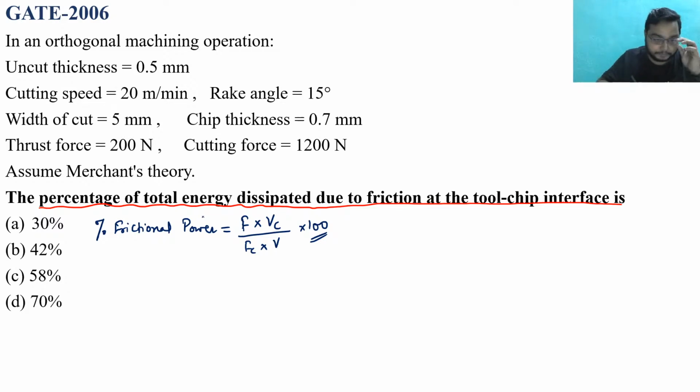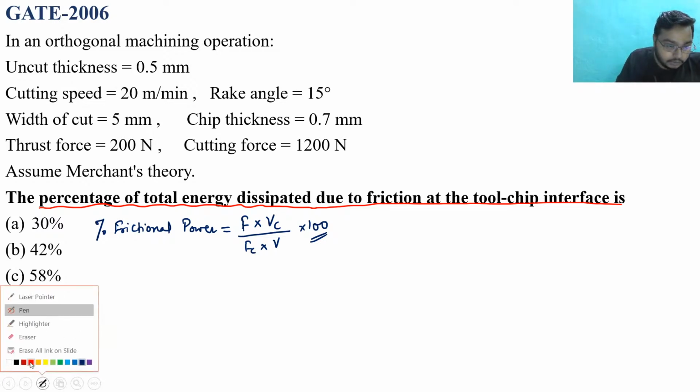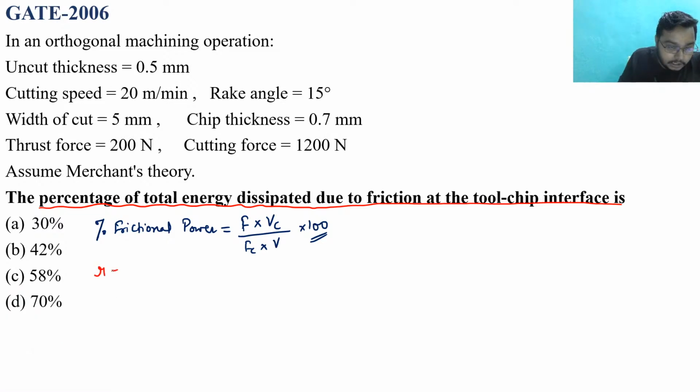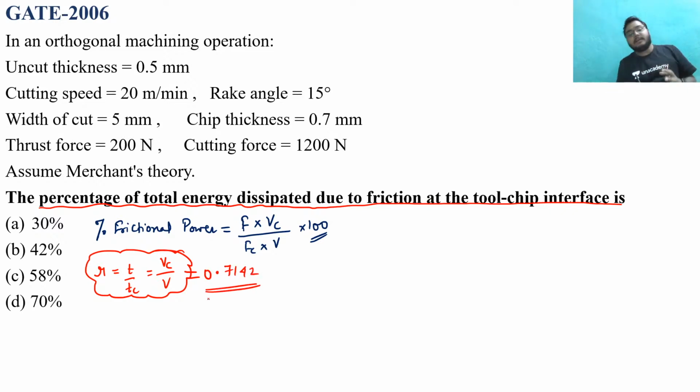Yes, so see, you have a relation R is equal to T by TC, which is equal to VC by V. Okay, so you know the value of R, that is 0.7142. So VC by V is equal to 0.7142. Now what you need to find? Cutting force is given as 1200 newtons, so this is the cutting force.